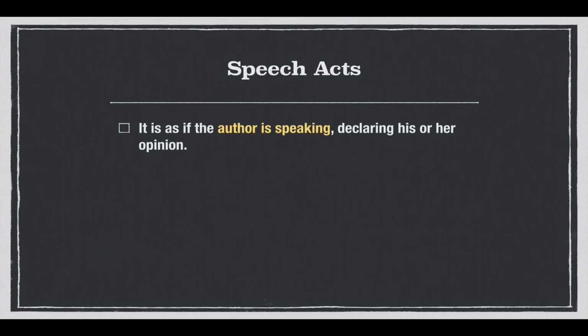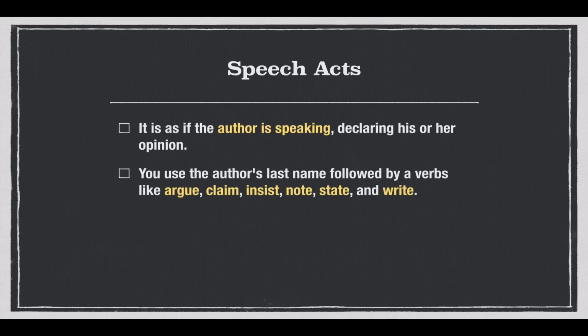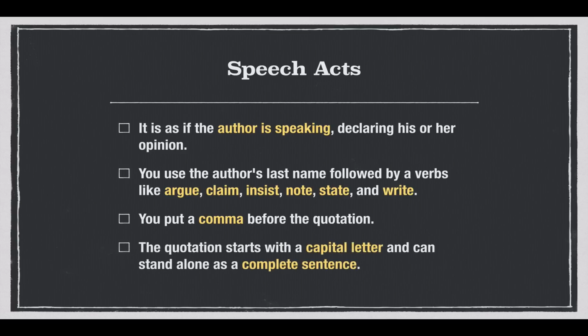Moving on to the next technique, we have speech acts. Now I call these speech acts because it is as if the author is speaking or declaring his or her opinion to your reader. In these sorts of quotations, you usually use the author's last name followed by verbs that suggest speaking, like the verbs I've listed here. And on the technical side, you always put a comma before the start of the quotation. And the quotation starts with a capital letter, and you need to make sure that your quotation could stand alone as a complete sentence.